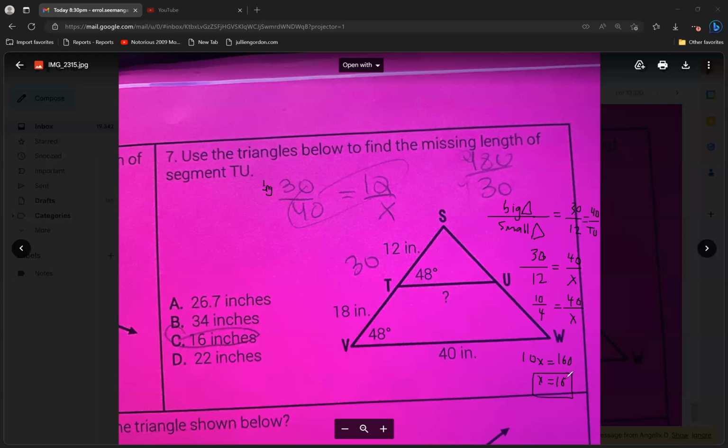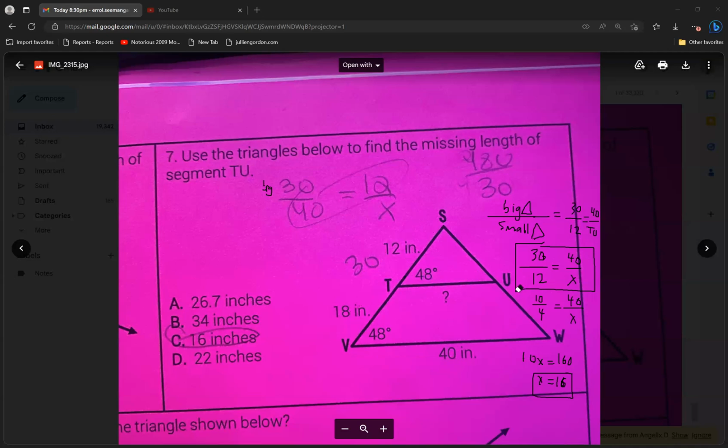How do we get this line right here? Big triangle over small triangle. So you take 18 and 12, you got 30 for the side of the big triangle, over this distance, which is 12. That's the left side. Now you're going to the base, which is 40, the big one, over this, which is what you're trying to find, over x.